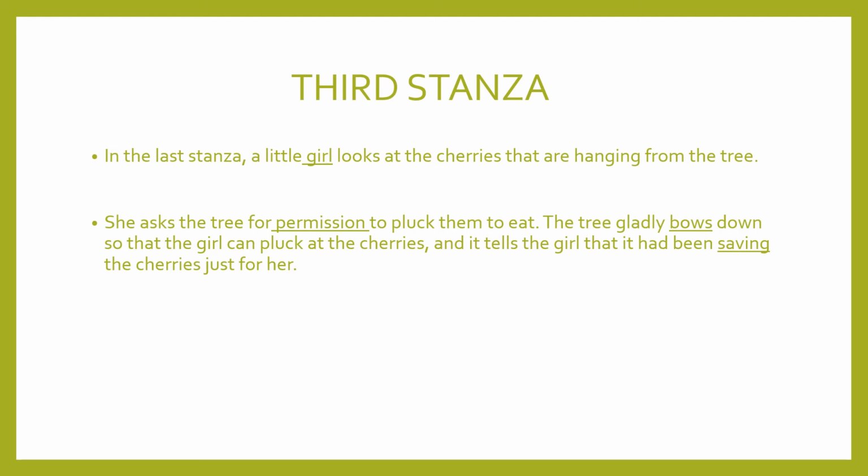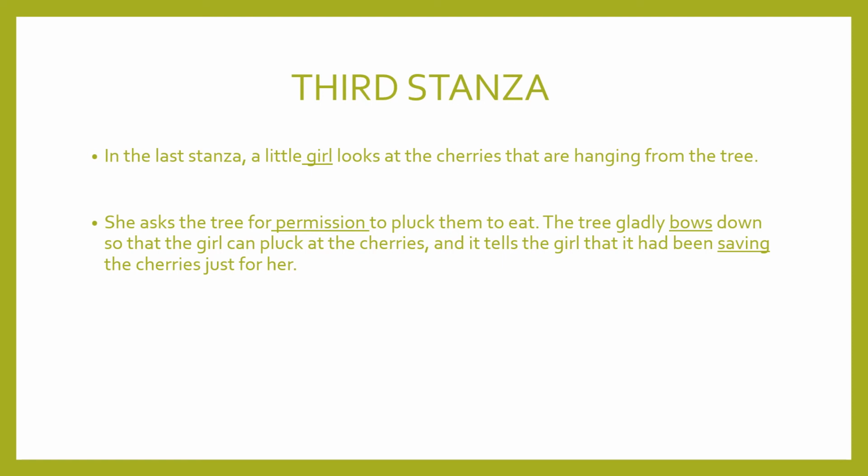In the last stanza, who is looking at the cherries? A little girl. She asks the tree for what does she ask? Does she go and pluck the cherries to eat? No. First, she asks the tree for permission. So you have to fill in the word permission. Permission. She asks the tree for permission to pluck them to eat.